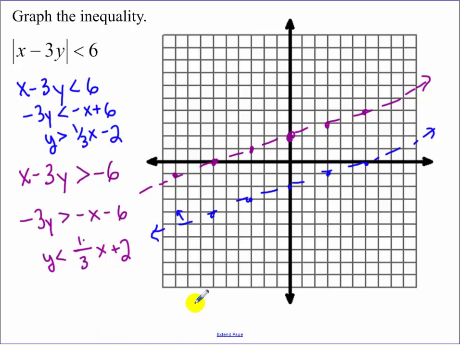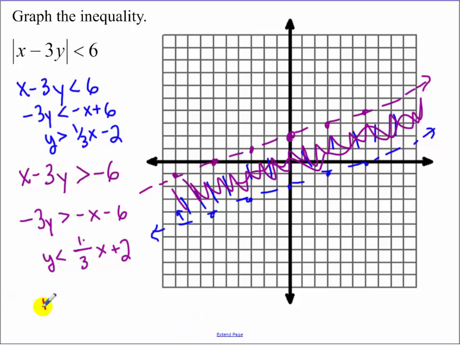Okay, so now let's talk about our shading. When we have our first equation, y is greater than, we were shading above. When we had the other equation, we were shading below. So it turns out that when we were shading here, we're shading everything in between.